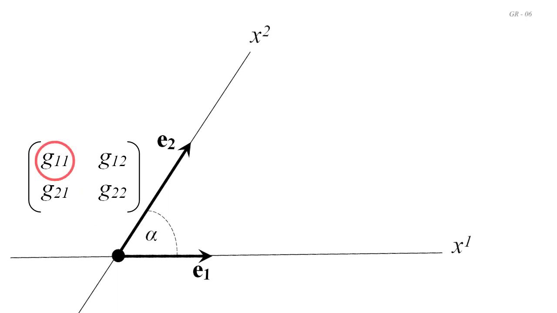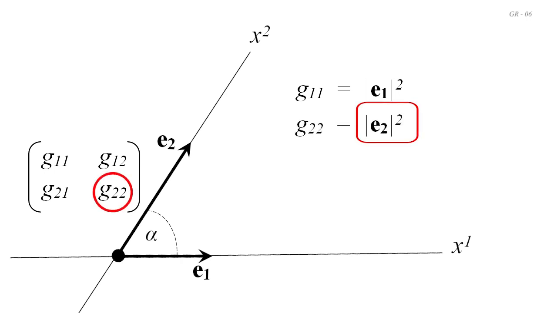Well, g11 at the point must be given by the dot product of e1 with itself. The dot product is the magnitude of one vector times the magnitude of the other times the cosine of the angle between them, and the angle between them in this case is 0. They're the same vector, and cosine 0 is equal to 1. So we're really saying that g11 is the magnitude squared of the basis vector e1 at that point. And similarly, of course, g22 is the magnitude squared of the basis vector e2 at that point.